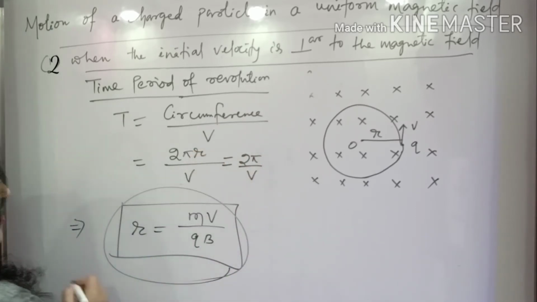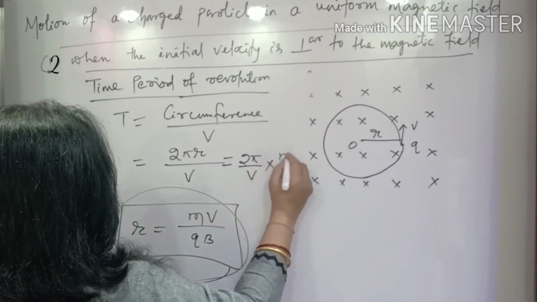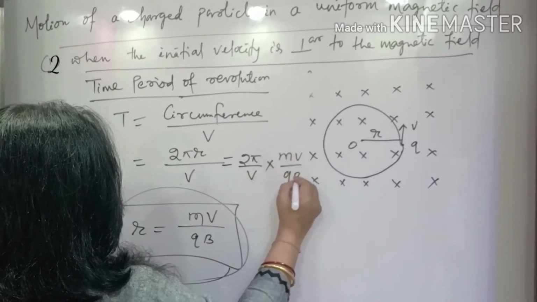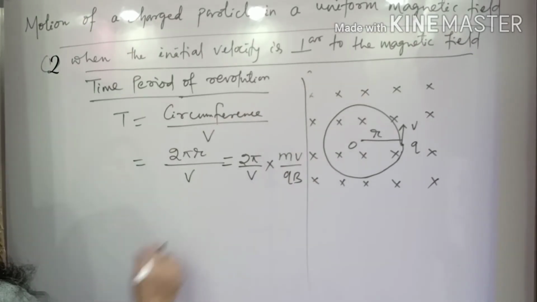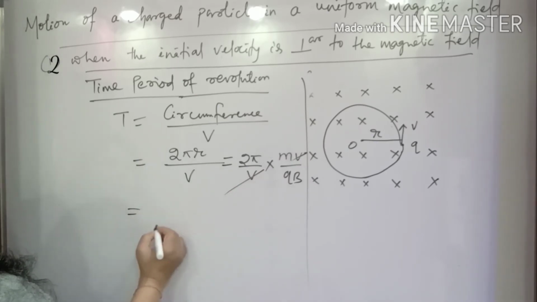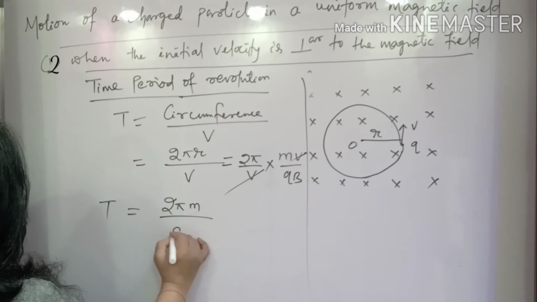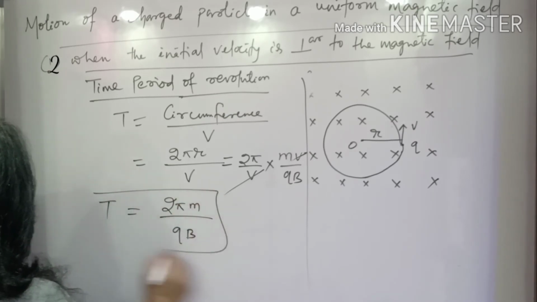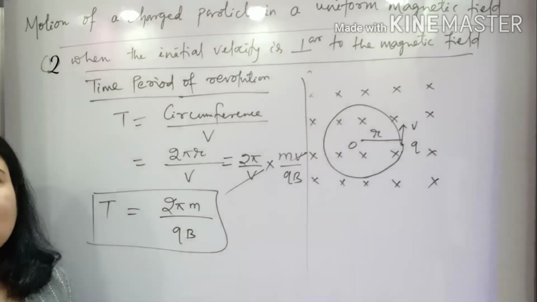Look at the radius expression. Radius equals mv by qB. So I will substitute here: mv by qB. Now, what is the final expression? Here v is getting cancelled. So we got T equals 2 pi m by qB. This is the time period of revolution. So T equals 2 pi m by qB.